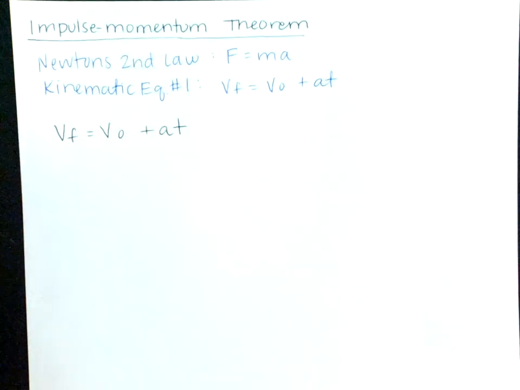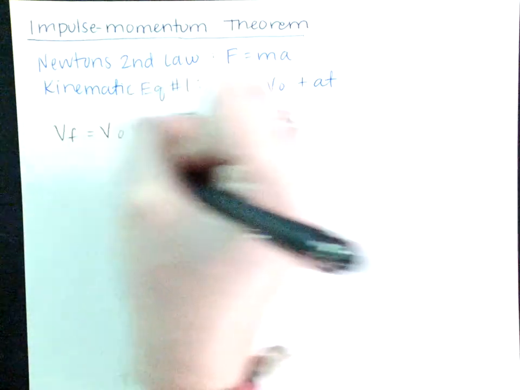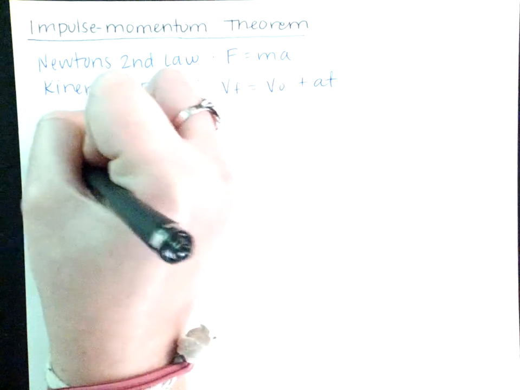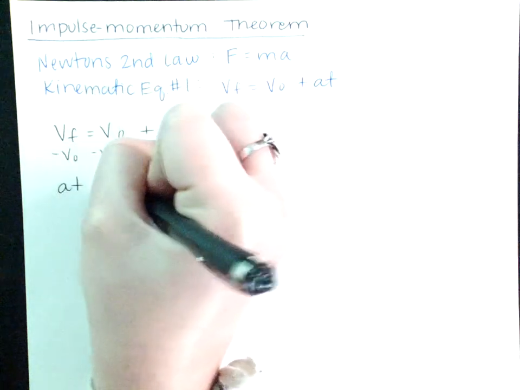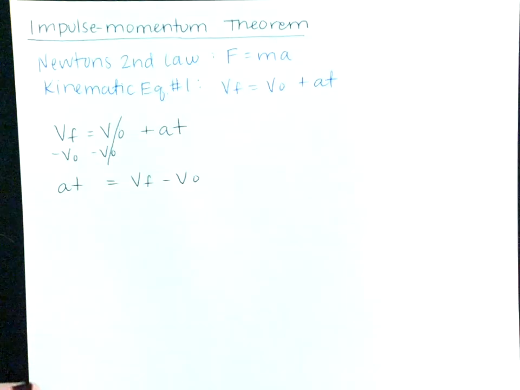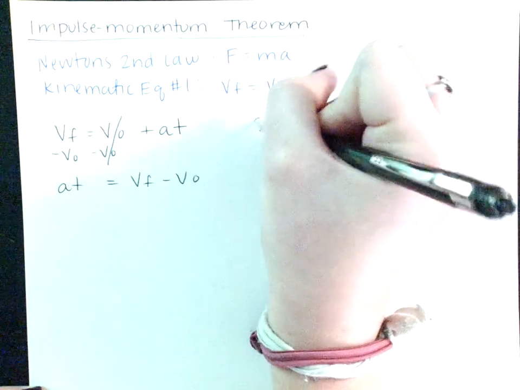at, just to get at on one side by itself. So we subtract v initial on both sides. You're left with at equals v final minus v initial. And the second step, let's write down those steps.